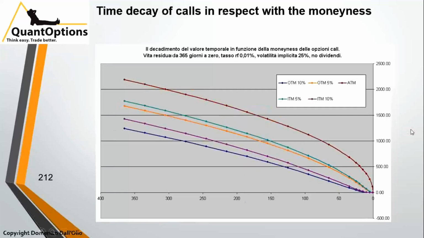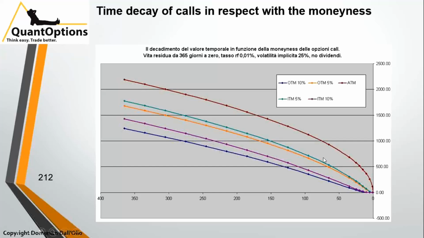Time decay of calls in respect with the moneyness. This is another very interesting point of view. The time decay in function of the moneyness of a call option. Residual life from 365 days to 0, risk-free interest rate 0.01%, implied volatility 25%, no dividends. Look at the chart. The at the money option is the one marked with the brown line. Then we have the 5% in the money, the 5% out of the money, the 10% in the money, the 10% out of the money.